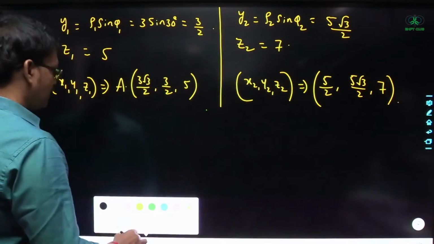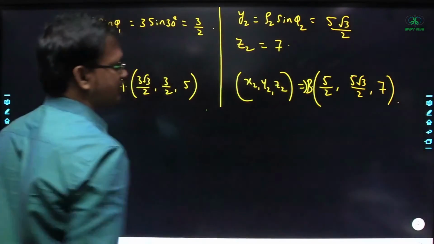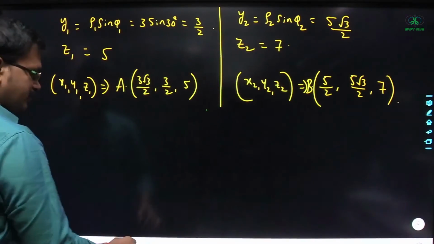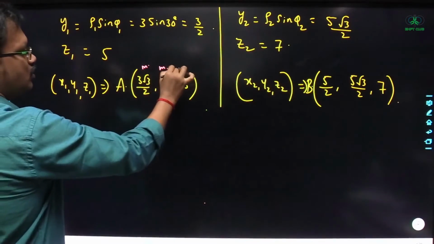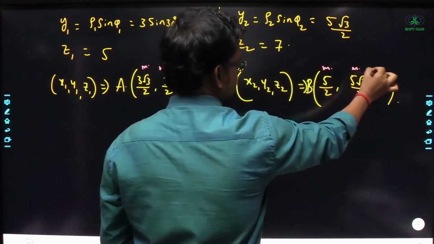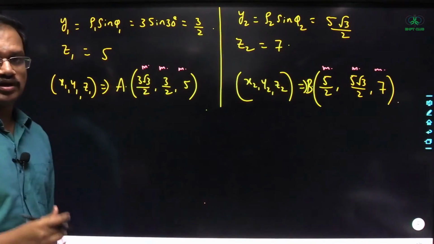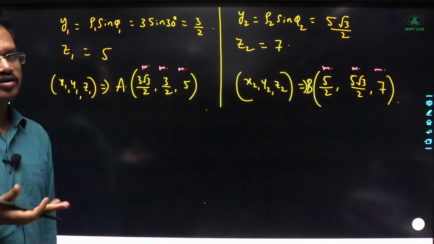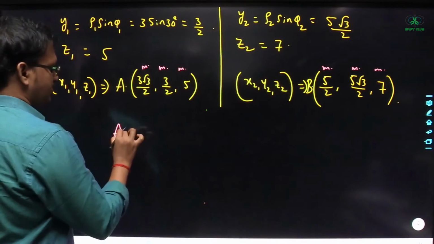So now if you want AB bar, this is point B in the rectangular coordinate system, and this is point A in the rectangular coordinate system. Now if you observe, all three coordinates have the same units, that is meters. So all three coordinates are measured with respect to the same reference point, that is nothing but the origin. Understood? Okay. So now you can easily determine AB bar.